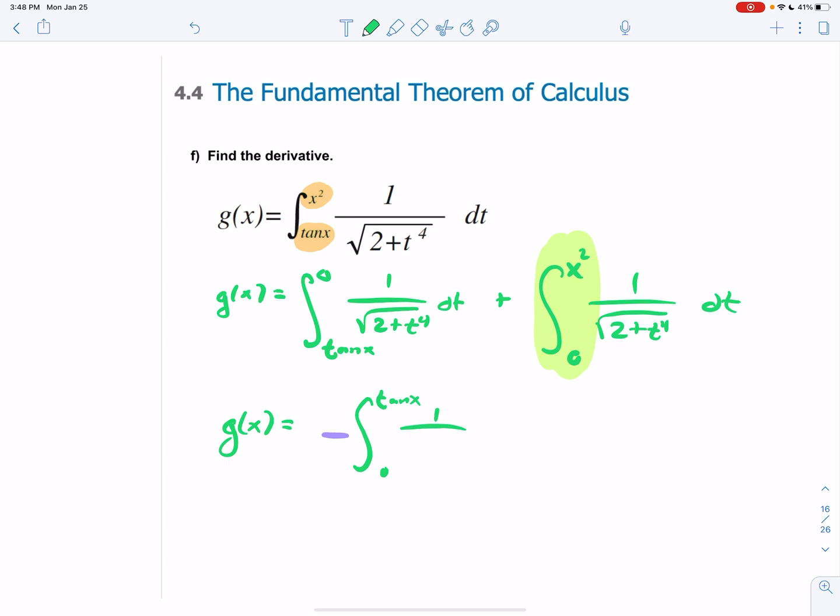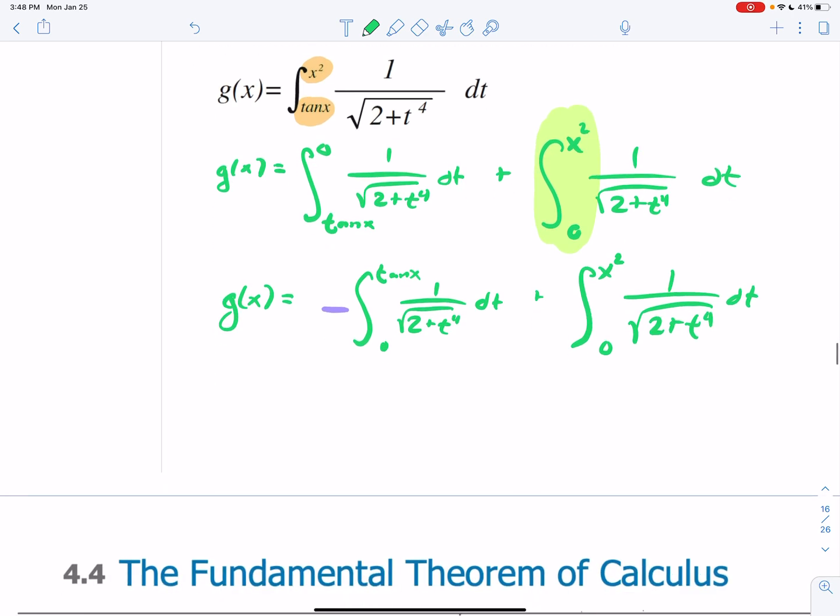Okay, so that's 1 over the square root of 2 plus t to the 4th dt, plus the integral from 0 to x squared of 1 over the square root of 2 plus t to the 4th dt. It's a little bit of writing, you guys, but you'll get through it, okay? Now that I have a perfect setup, I have constant, function. I can go ahead and set this one up here. So here we go.